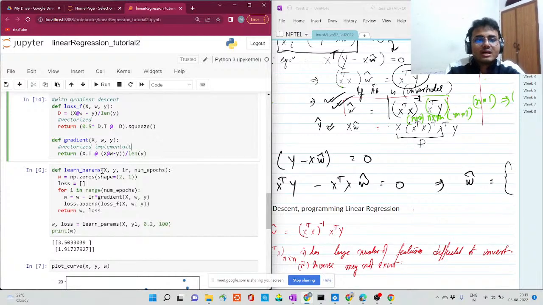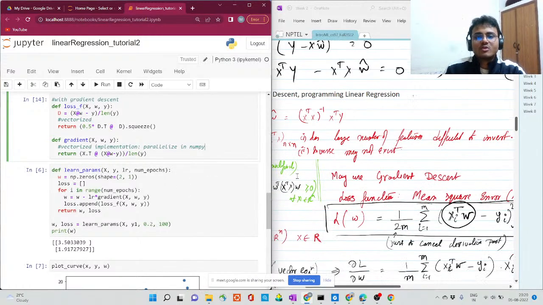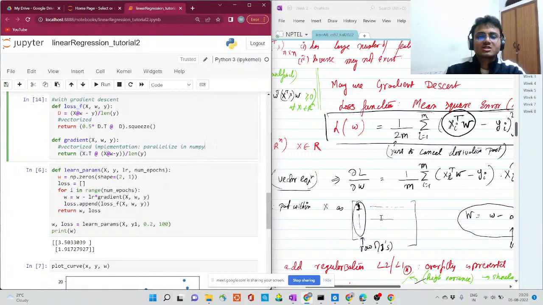This will improve your performance when you parallelize in NumPy. Whenever you do an operation with for loops and while loops in NumPy, they actually slow it down line by line. Here you will get the help of parallelization by using this form of gradient instead of taking a summation over X transpose X.